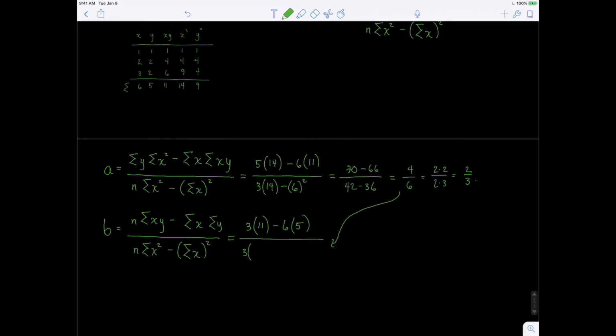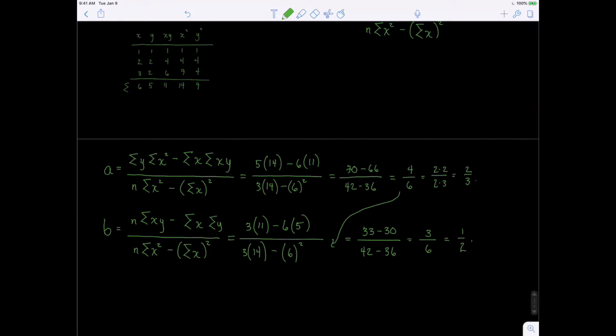The sum of the x's squared is 14, minus the sum of the x's, again that's 6, and we square it. So that's going to be 33 minus 30 over, we already know that's going to give us a 6. Actually, I should skip ahead, that was probably too fast. Remember that 3 times 14 is 42, minus 36, so that's 6, and 33 minus 30 is 3. Oh, look at that. B is going to be 1/2.